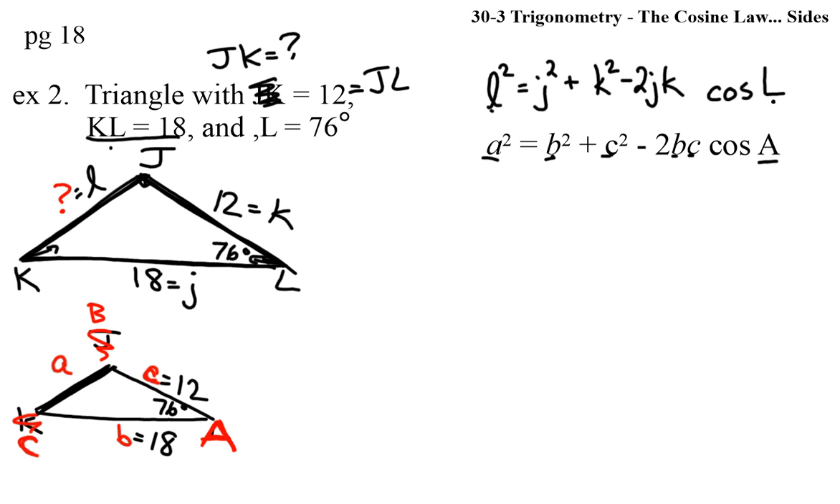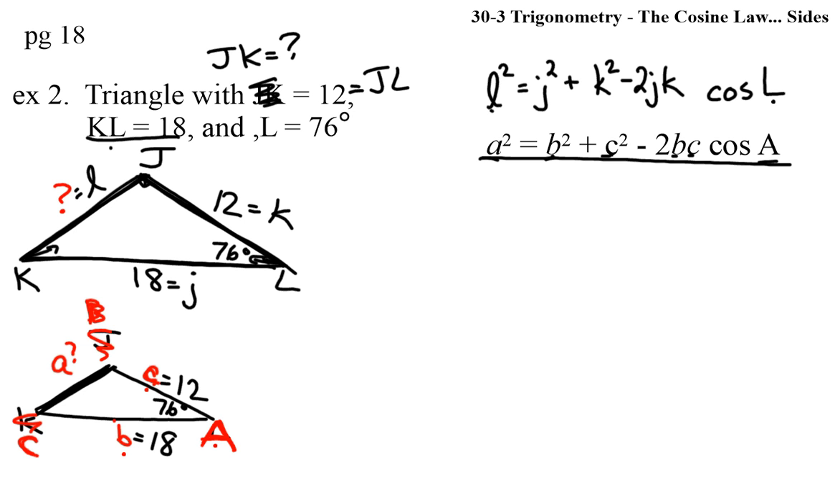Because angle C is across from side C and angle B is across from side B. And now I could use the original formula because we're trying to find A using sides B and C and angle A. So you can change the formula or you can change the triangle, whichever works for you. I like to use the original, so that's what I'm going to do.